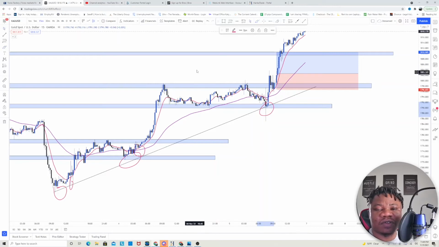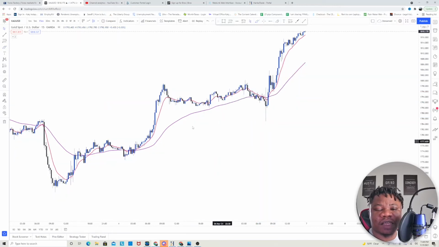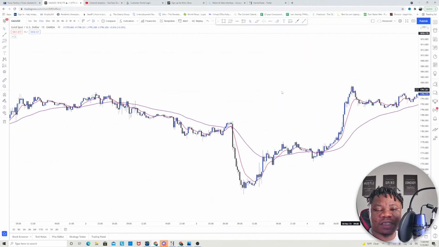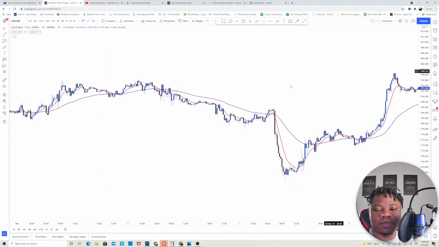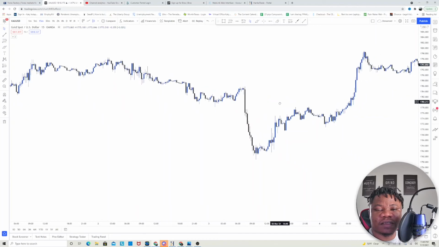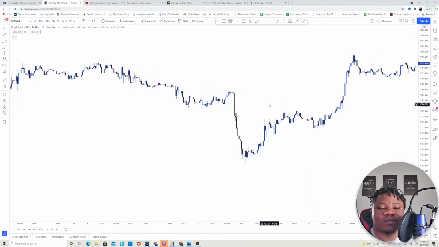So this is how you use this strategy to take a buy position. Now let's look for a sell position. I'm just going to use this example here. Now let's remove all these EMAs. So now to take a sell position, we have to figure out our highs and our lows.